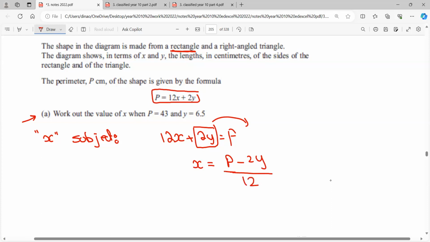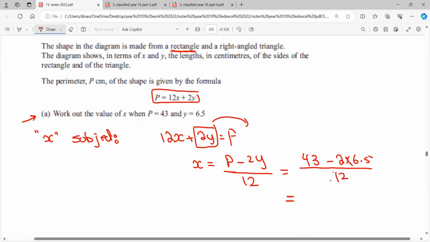Honestly, this is what I would prefer. If I'm required to calculate the length of a letter, what I would do is make the letter the subject first and then substitute. Now the perimeter is given as 43, the y is given as 6.5, and the 12 is a constant value. Now this is times, not percentage. Now I do it on the calculator in one step, and I will get the value of x.